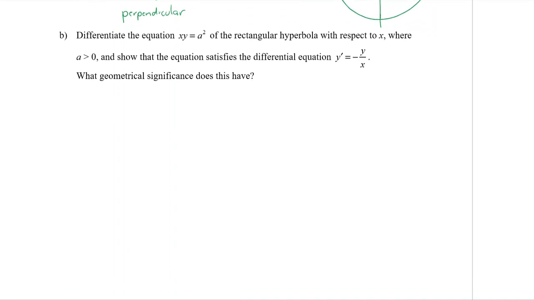All right, part B. Differentiate the equation xy equals a squared. We have an x and a y multiplied together, and we know we're going to have to differentiate it. It says it's a rectangular hyperbola. We want to differentiate with respect to x, using the rule that I gave you at the top of the page. So differentiating the xy, look back up, what do you get?